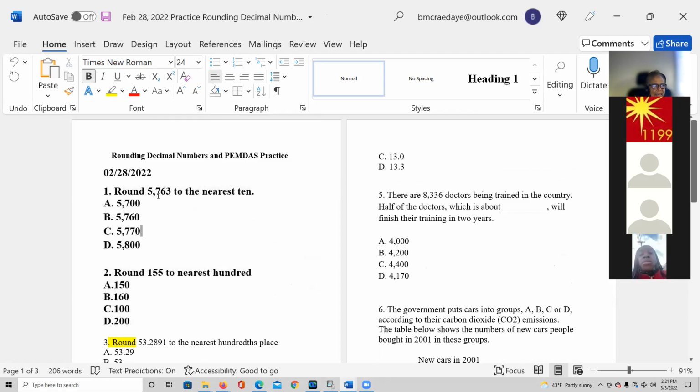Round 5,763 to the nearest 10. Now, from place value, Maureen, what digit is in the 10 place? The 7, right? No.